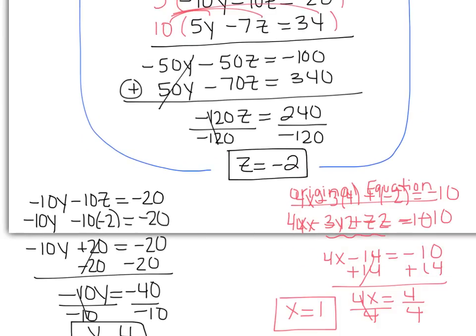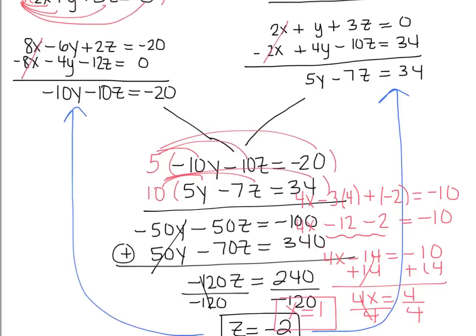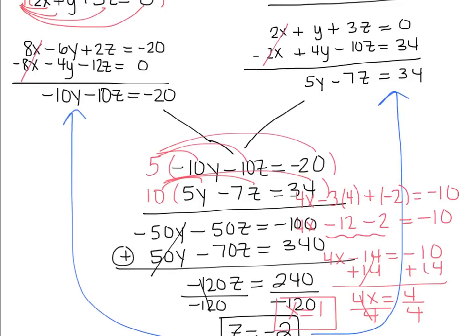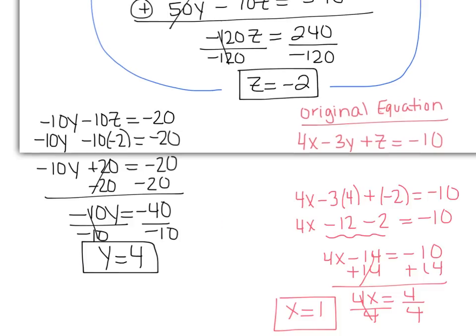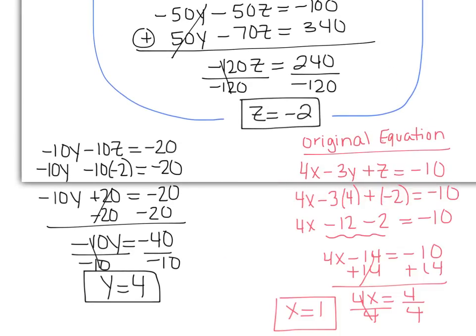Then we chose any of these 2 equations that we got from step 1, and we substituted the z we just got. So I picked this equation. So we substitute the z in, and we get y equals 4. Then I picked one of the original equations, so I chose the top original equation, and I substituted my z and y, here and here, and got an x value.